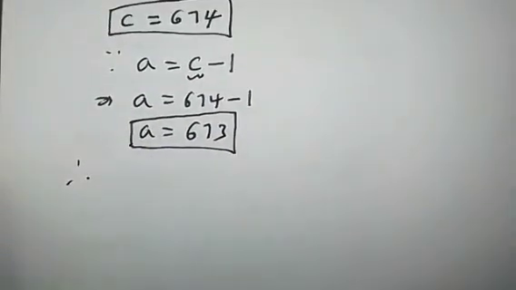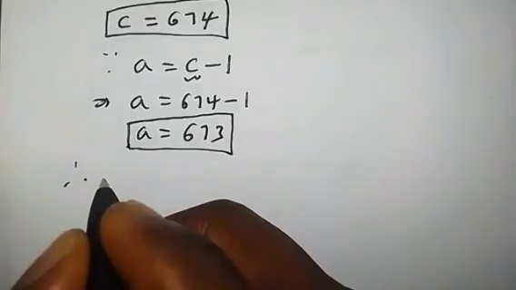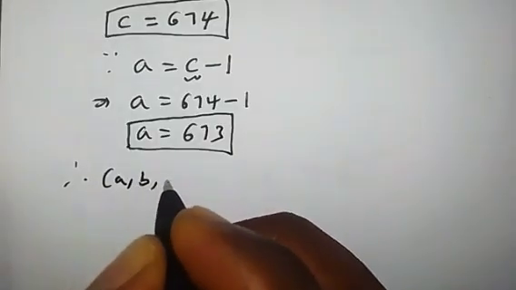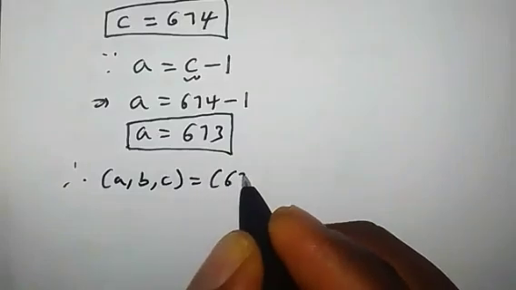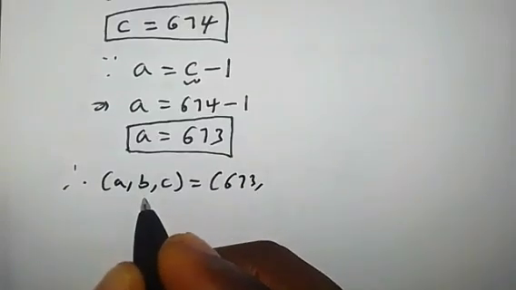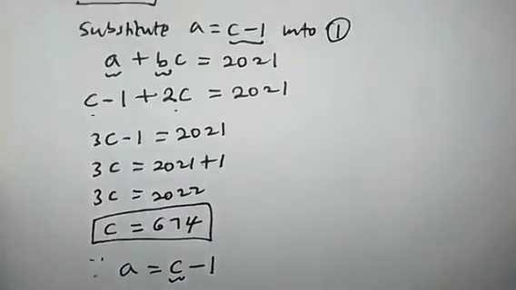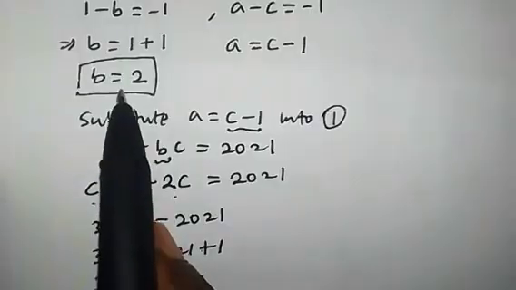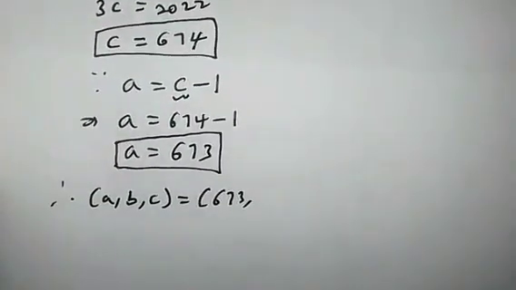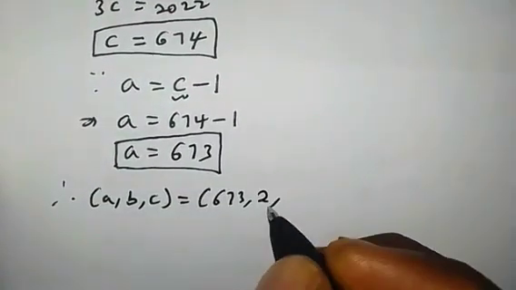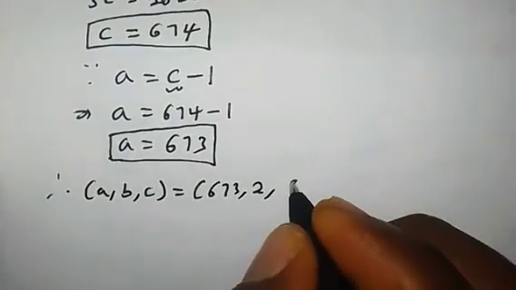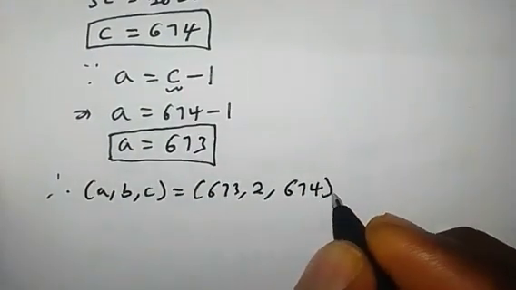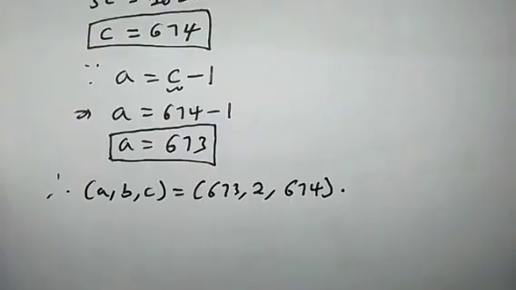Therefore, the second solution now, A, B, C is equal to: A is 673, B is what? What is the value of B? B is equal to 2, and the value of C is 674. This is the second solution.